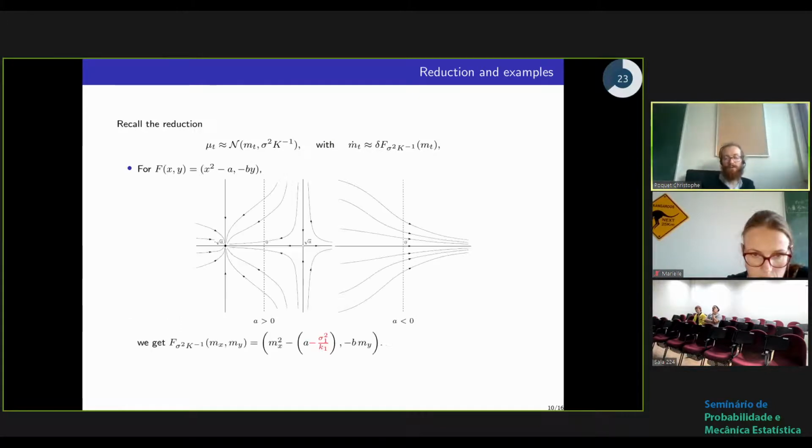So let's go back to our two examples. So recall that you have the reduction, this approximation. We say that mu t, the solution of my PDE, is more or less equal to this Gaussian with these parameters, and the dynamics of MT given by this modified function f. Okay, so for my first example, we recall this simple example that was given by this polynomial function f in R2. Well, if you want to look at this approximation for this model, you have to compute this modified function f.